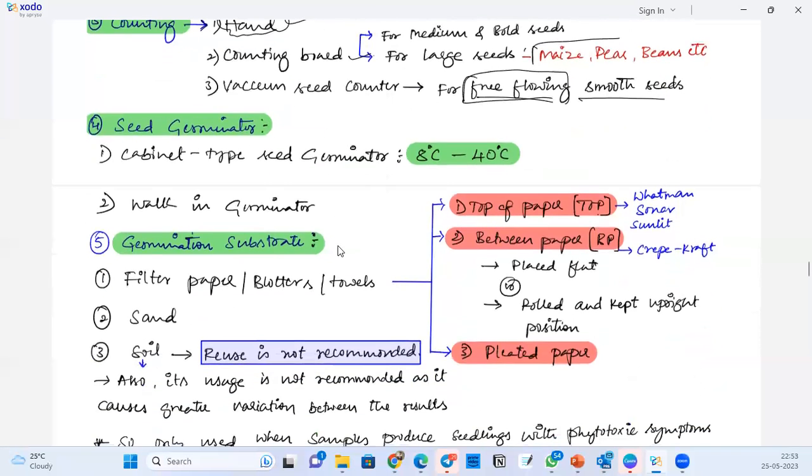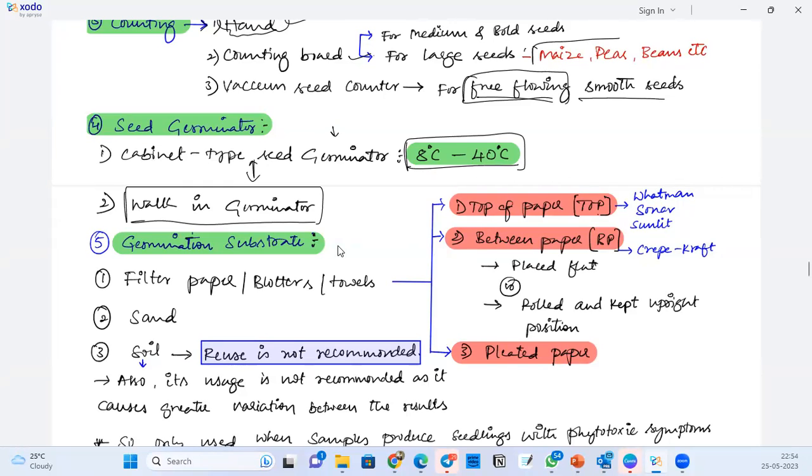And next we require a seed germinator, where we just keep the seeds for germination. So germinators can be of different types, like the cabinet type of seed germinator, which has a capacity from 8 degrees Celsius to 40 degrees Celsius. And we have a walk-in germinator. I hope you have already seen the walk-in germinator, if not in your universities, at least through the internet, right? So these are the two different types of germinators that are being used.